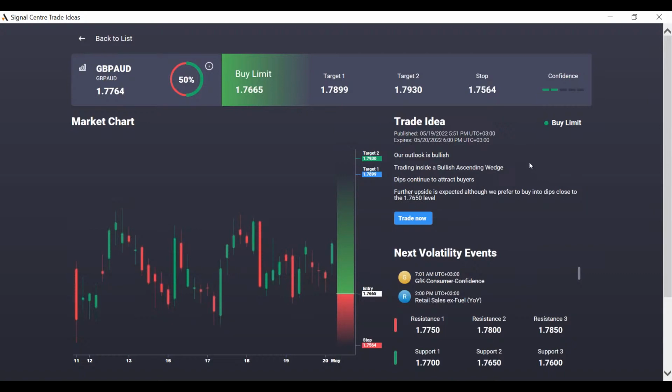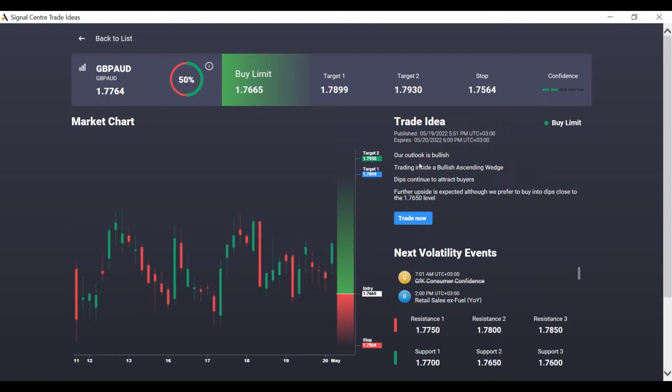Okay, so for accountability's sake, you would also see when these trade ideas are published. You see this is published yesterday, and it would be set to expire today. And do note that this timing here is not Singapore timing, it is UTC plus 3, which is exactly the same timing as the MT5 platform. The MT5 platform runs on UTC plus 3, and the timing that you see in this tool is the same.